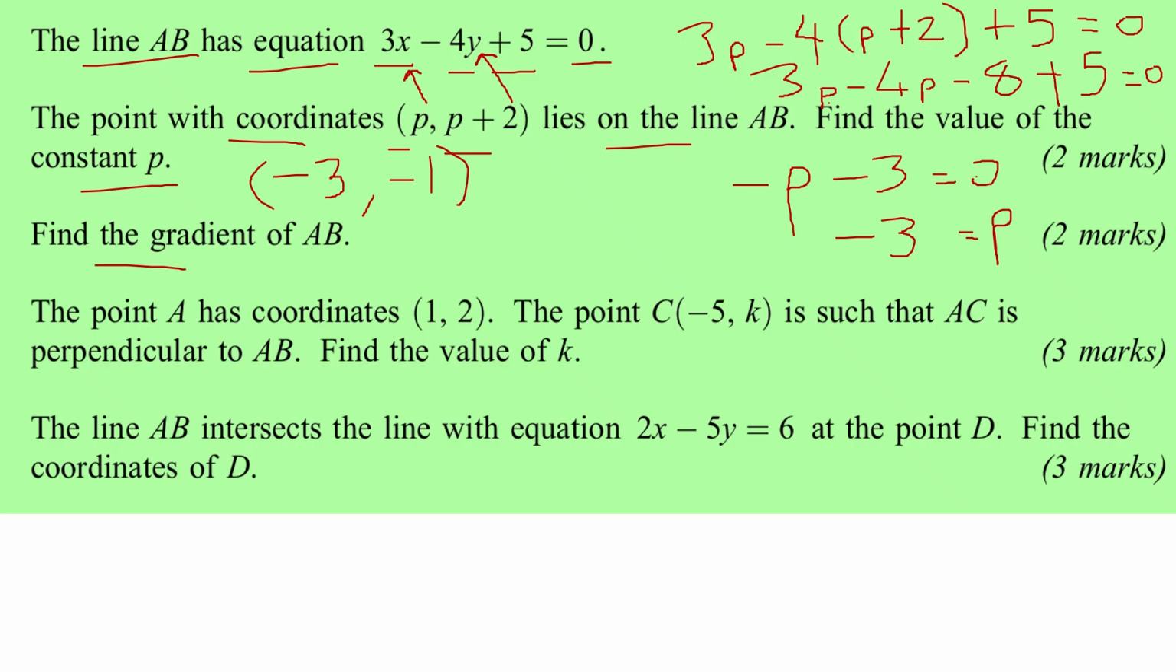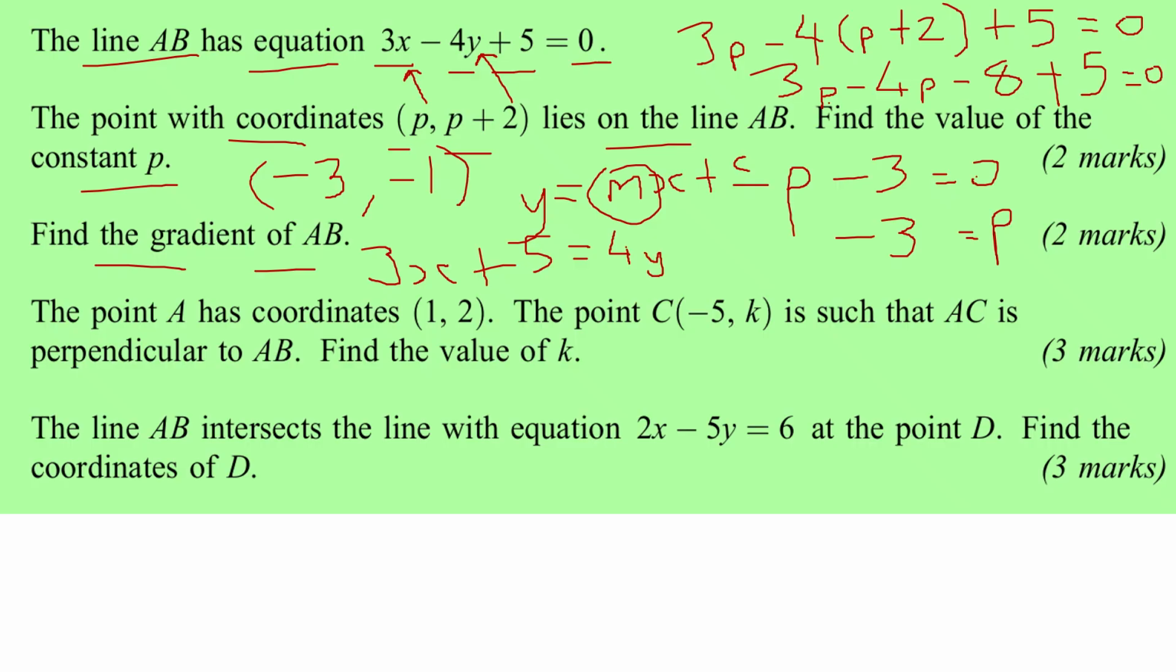Next up, find the gradient of AB. To work it out, I'm going to rearrange it in the form y is equal to mx plus c, where m is our gradient and c is our y-intercept. But we're focusing on m. So I'm going to add 4y to both sides. So I have 3x plus 5 is equal to 4y, or 4 lots of y. I'm going to divide both sides of my equation by 4.